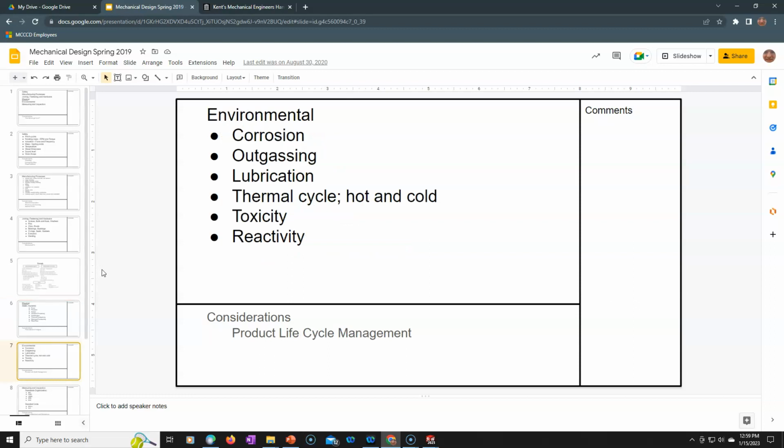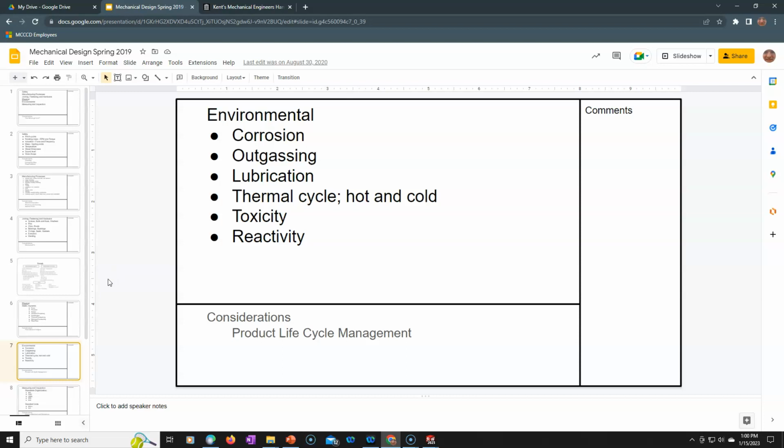On our environmental side, we're concerned about: is it in a corrosive environment? Are there any outgassing restrictions? What are the lubrication requirements? Hot and cold thermals, toxicity and reactivity to the environment. Also, is the machine creating any of those environmental conditions, how do we manage them, and what kind of regulations does it fall under?